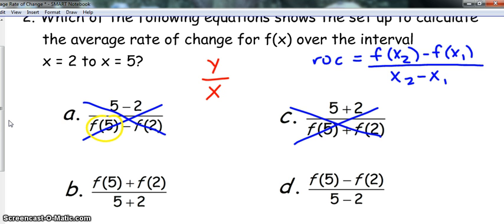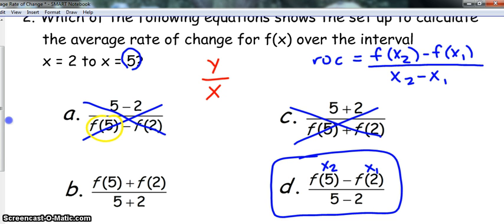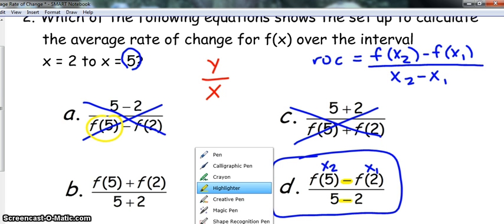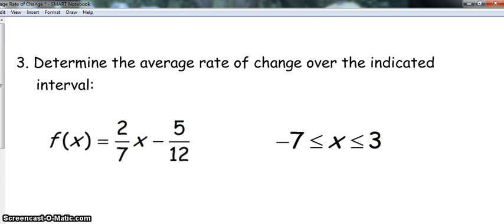And my second x value is 5, and so this was x2, and 2 was x1, so hopefully you selected D, noticing that the major difference between these two was that negative sign, and I am subtracting. Rate of change is a difference. All right, so you're going to determine the average rate of change over the indicated interval. Go ahead and try this one for me and then come back. So hit pause now and work it out.